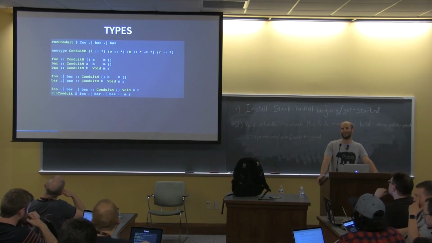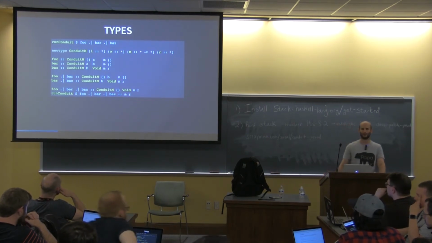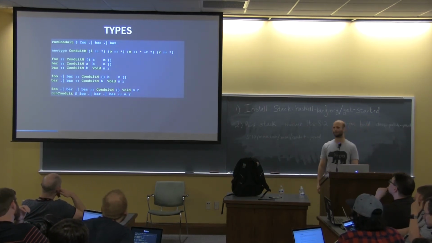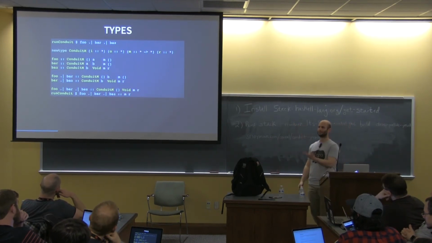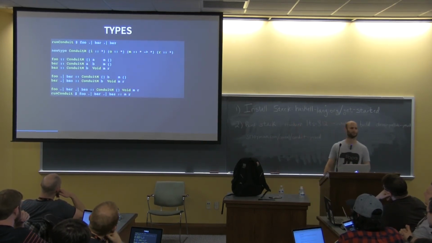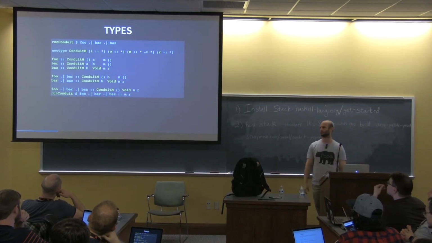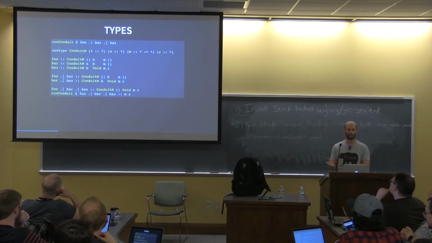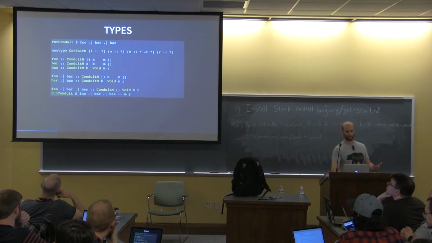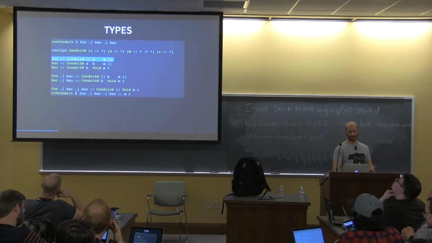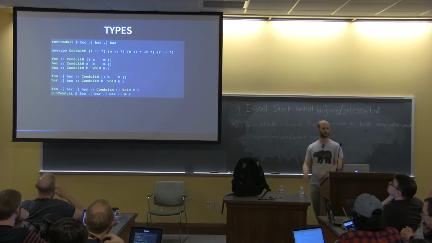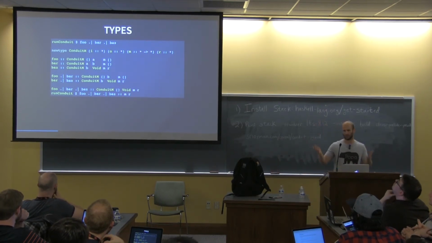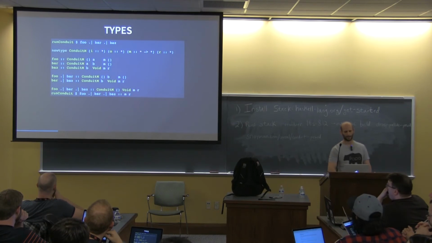Who can take a wild guess what I stands for? Anyone? Input. You guys are awesome. O, anyone? Output. M. And R? Result. Okay. You guys got it. So you can imagine, if you have foo here, it is consuming a stream of unit values. It's producing a stream of A. I'm just using up some type variables here.